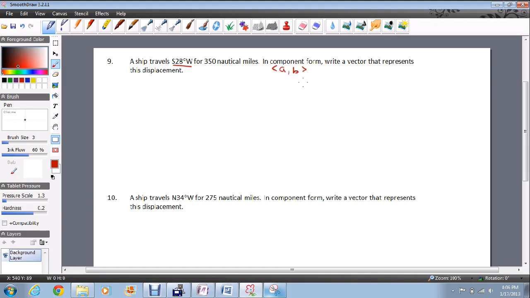Basically, what's the size of the vector in the horizontal and vertical directions that represent this length here. So anyways, let's draw a picture and see what we come up with. If we're going south, that means down. So our pole is going to start here and it's going to go down in the south direction. And then it's going to go west, which on a map would be left, 28 degrees.